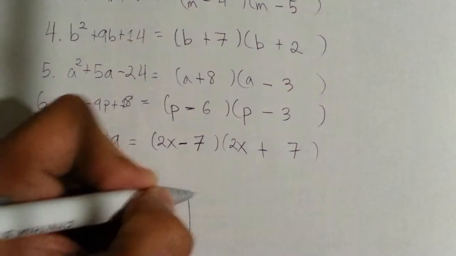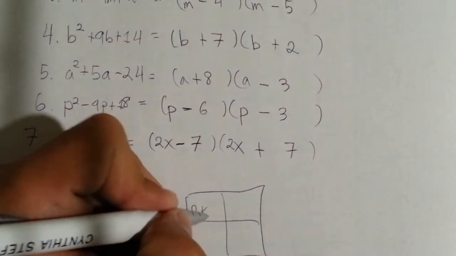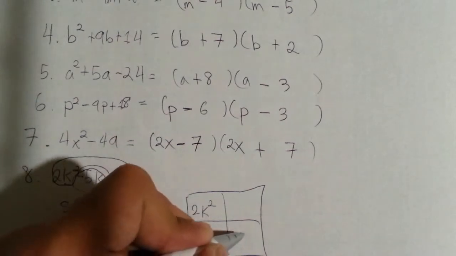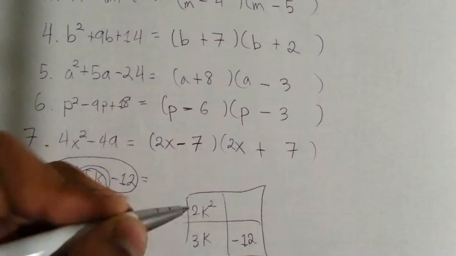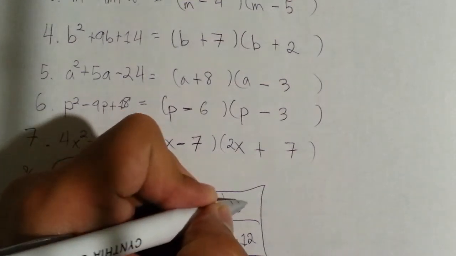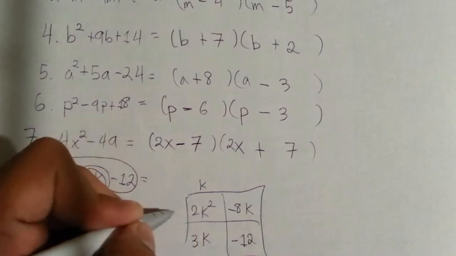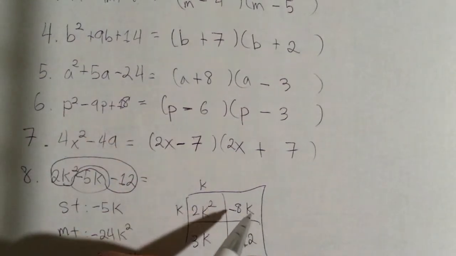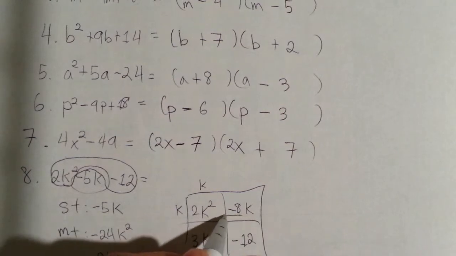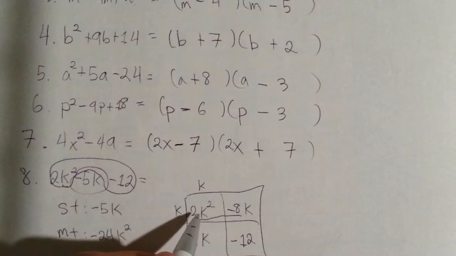So we can go ahead, go to our box, fill in what we had. We had the 2k squared, and then the negative 12. We can fill in the 3k, and then the negative 8k. So we've got k times k makes that k squared, but we need to think of where our 2 is going to go. So over here, if you notice, we can factor out not only the k at both of these, but also a 2.